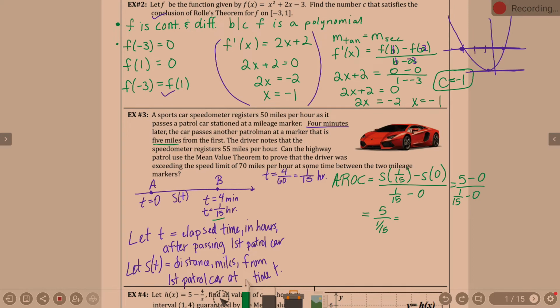How do I do 5 divided by 1/15? 5 times the reciprocal. So 5 times 15 over 1. And what is 5 times 15? 75. Wow. And what is that 75? Miles per hour.